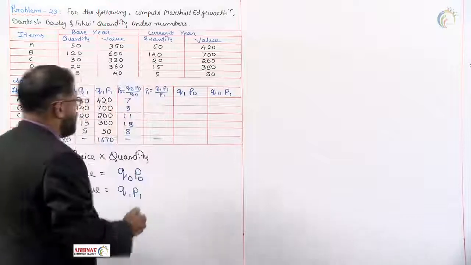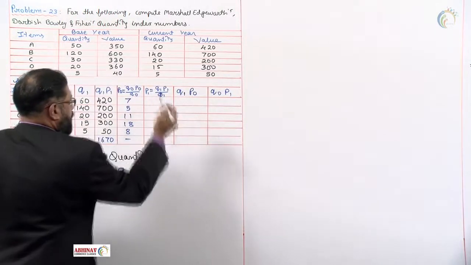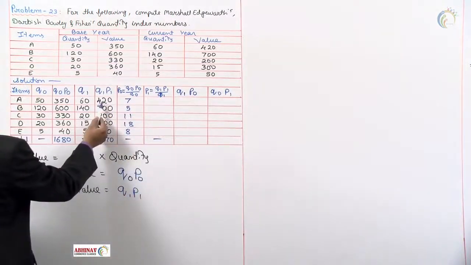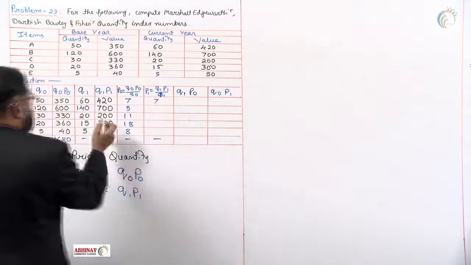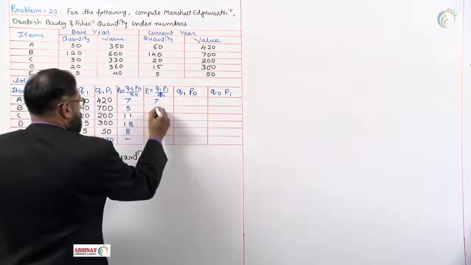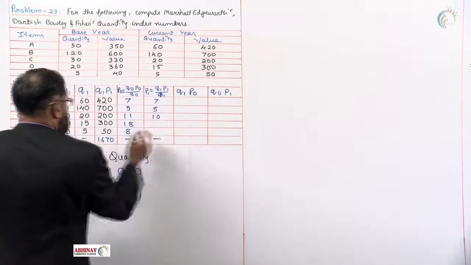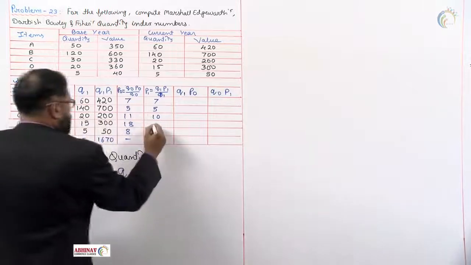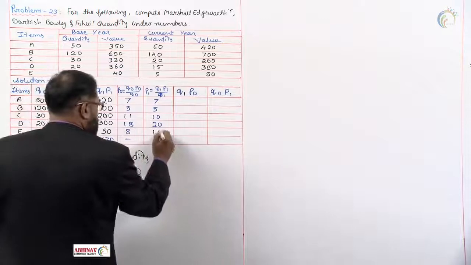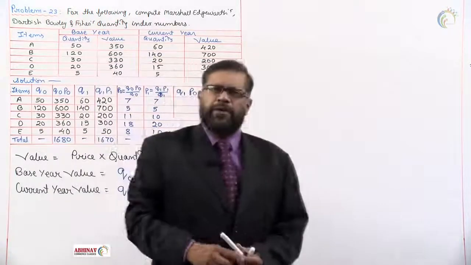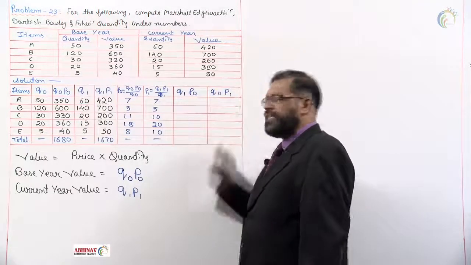Now the price of the current year: value of the current year divided by quantity of the current year, Q1 P1. 420 divided by 60, 7. 700 divided by 140, it's again 5. 200 divided by 20 is 10. 300 divided by 15 is 20, and 50 divided by 5 is 10. Once we get P0, P1, we'll complete the remaining columns. What are the remaining columns? Q1 P0 and Q0 P1.